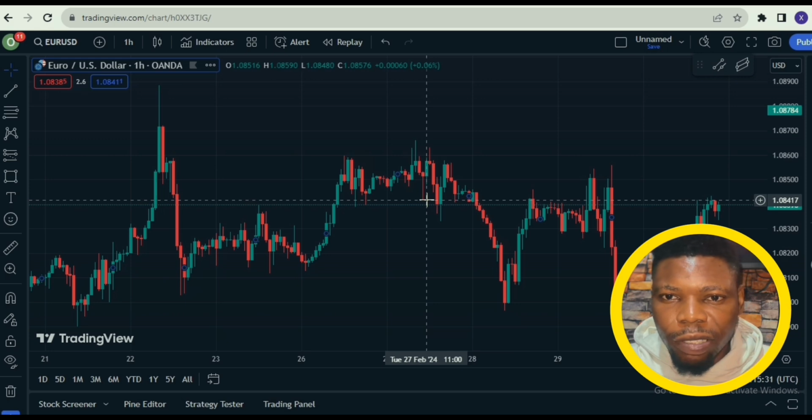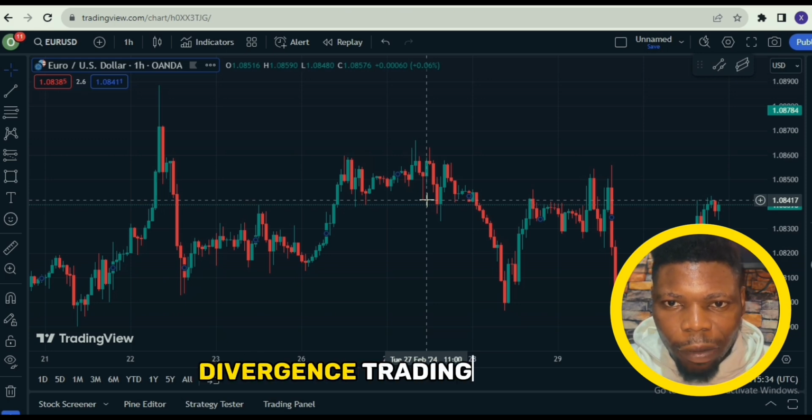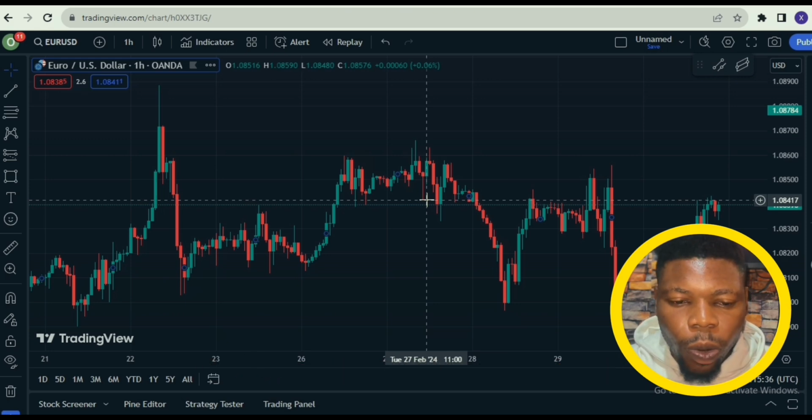So first, let's understand the divergence trading strategy. When you want to trade divergence, you need a couple of indicators. You need the MACD, the RSI, or the stochastic. Those are the three major ones I know, and those are like the best. So for this case, we'll be using the RSI indicator.